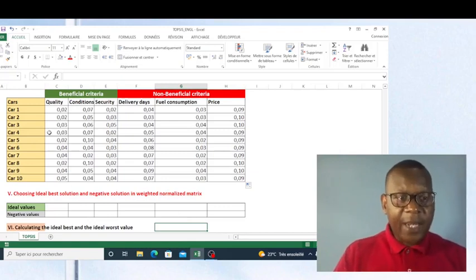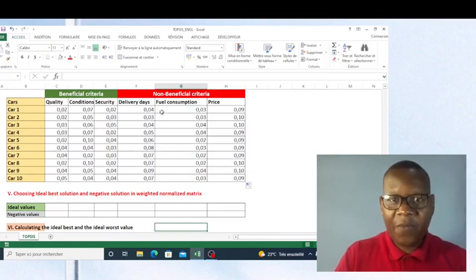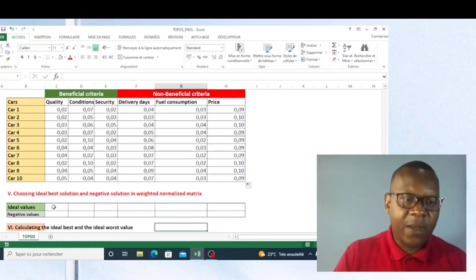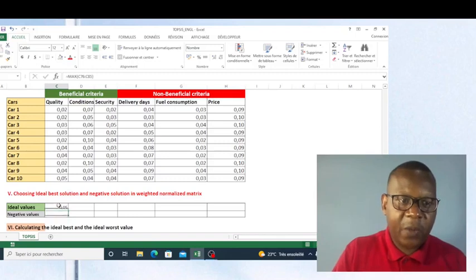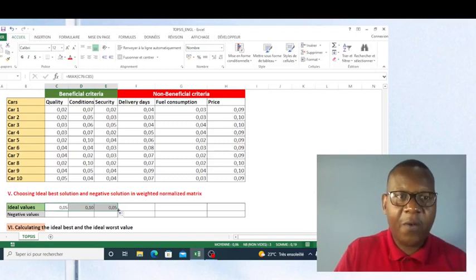Now, an ideal value for beneficial criteria would be the highest value among each beneficial criteria, but it will be the minimum value for non-beneficial criteria. But for the negative value, for beneficial criteria, it will be the minimum value. And for non-beneficial, it will be the maximum value. Now here, I use the function max in Excel. I choose the maximum value in our criteria quality, and I can copy this formula until the last beneficial criteria.